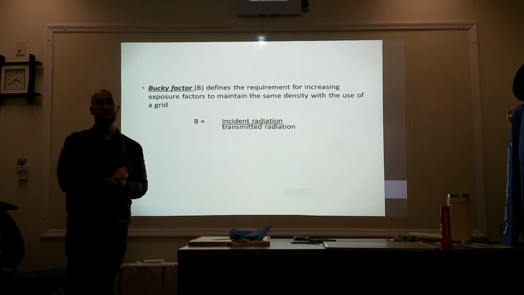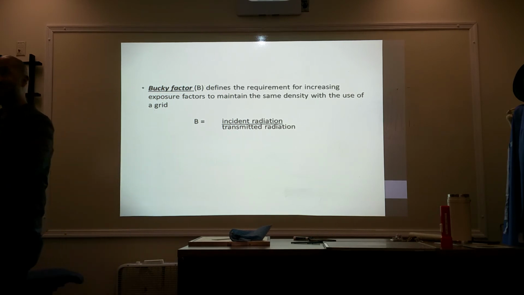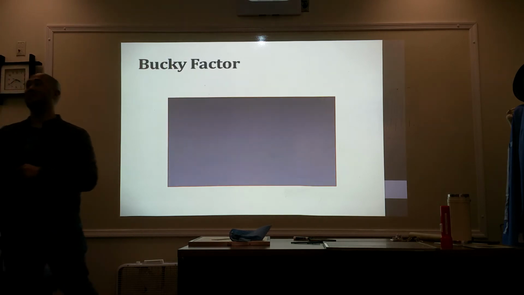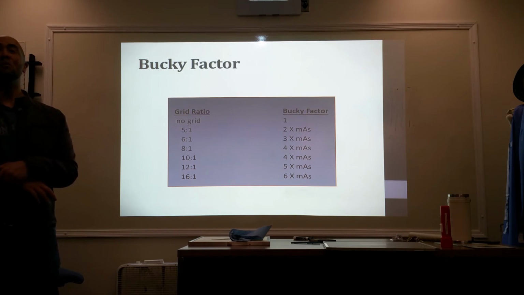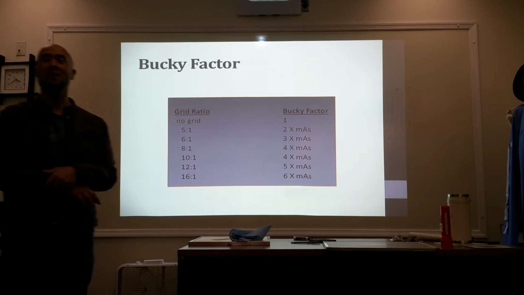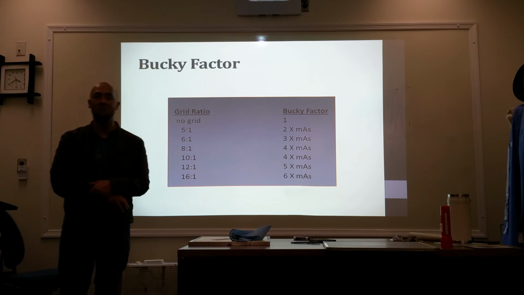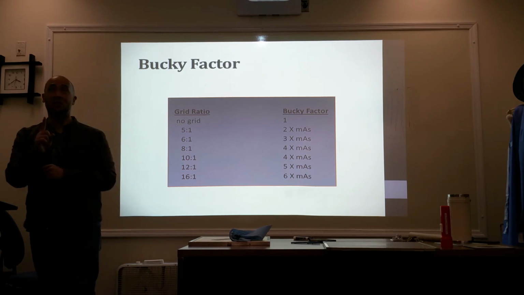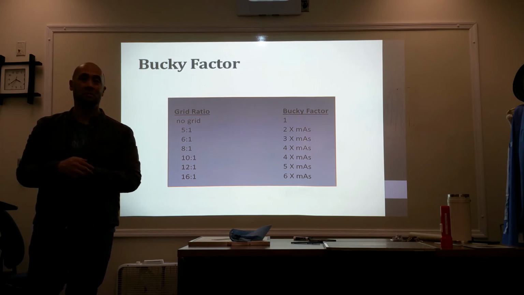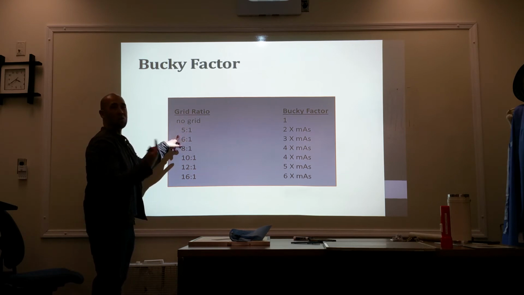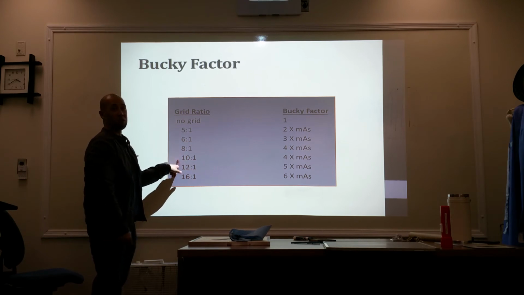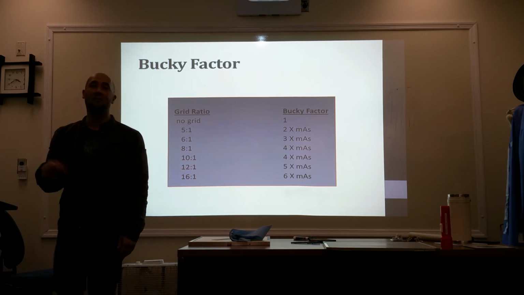So what would you adjust? Just the mass, basically? Okay, so this is where the Bucky factor comes in. Here's the Bucky factor. We will adjust the mass because we're talking about a number of X-rays that are being absorbed, scattered X-rays. So we want to increase the number of X-rays being produced up at the tube. If you're going to be using a 5-to-1 grid, you're going to multiply your original mass by 2. If you're going to be using a 10-to-1 grid, you're going to multiply your original mass by 4.